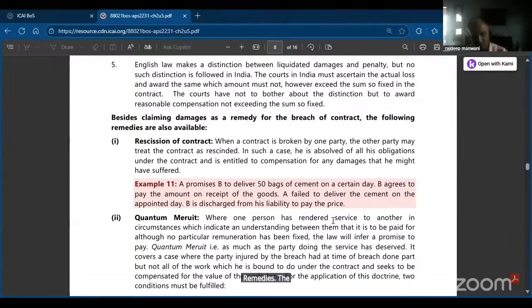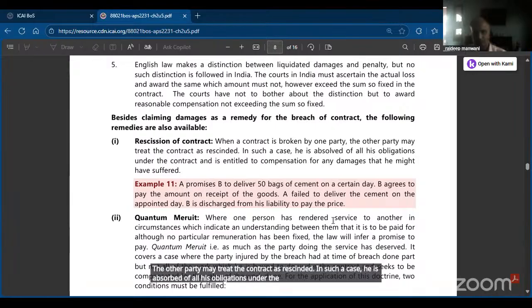Rescission of contract. When a contract is broken by one party, the other party may treat the contract as rescinded. In such a case, he is absolved of all his obligations under the contract and is entitled to compensation for any damages that he may have suffered. A promises B to deliver 50 bags of cement on a certain day. B agrees to pay the amount on receipt of goods. A failed to deliver the cement on the appointed day. B is discharged from his liability to pay the price.